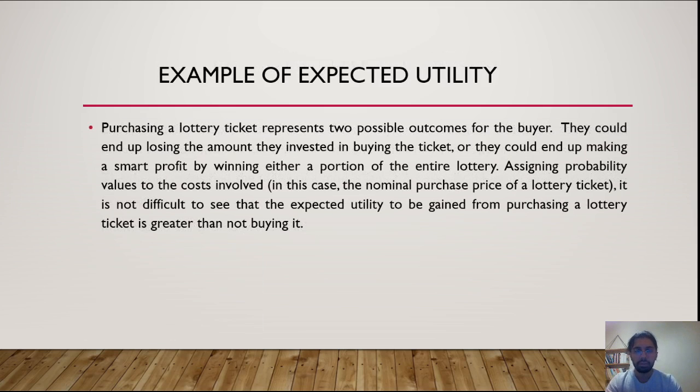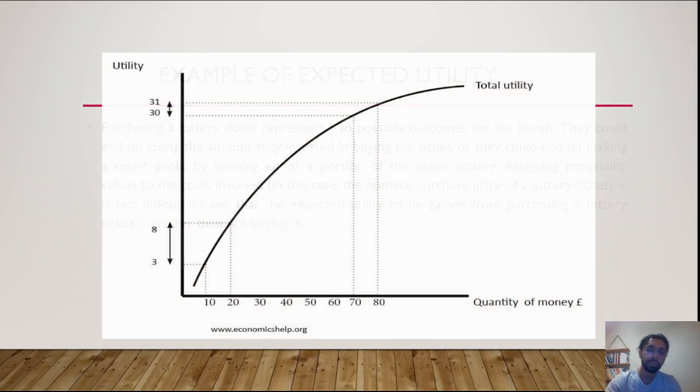Example of expected utility. Purchasing a lottery ticket represents two possible outcomes for the buyer. They could end up losing the amount they invested in buying the ticket, or they could end up making a smart profit by winning either a portion of the entire lottery. Assigning probability values to the cost involved, in this case the nominal purchase price of a lottery ticket, it's not difficult to see that the expected utility to be gained from purchasing a lottery ticket is greater than not buying it. Here is the chart of expected utility.